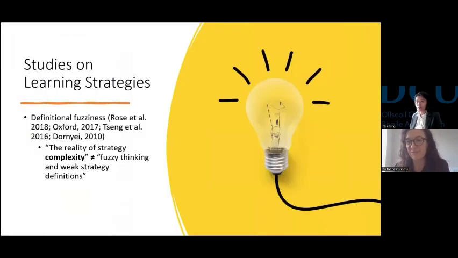Of course, this concept is going to be difficult for beginner learners of Chinese and even advanced learners as they develop through their study of Chinese. So learning strategies is quite a hot topic when we want to look at what's going on with the learners. Unfortunately, in the previous research, we've seen a kind of fuzziness in the definition, so no clear concept coming out. And this is seen from multiple researchers in the area. The reality of strategy complexity does not equal fuzzy thinking and weak strategy definitions. So there's nothing concrete coming out for us in the learning strategies.